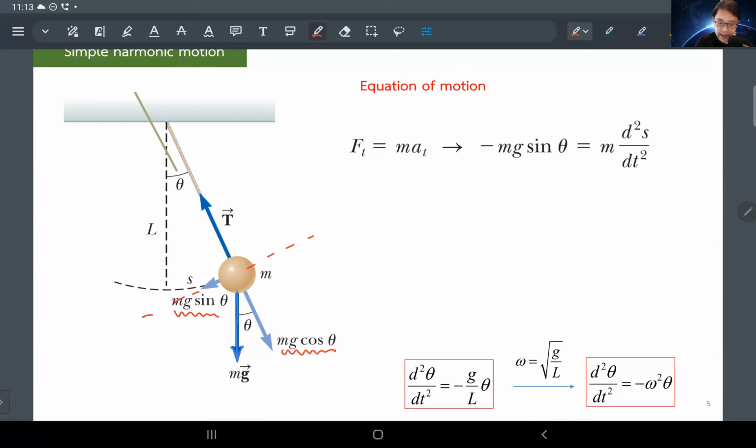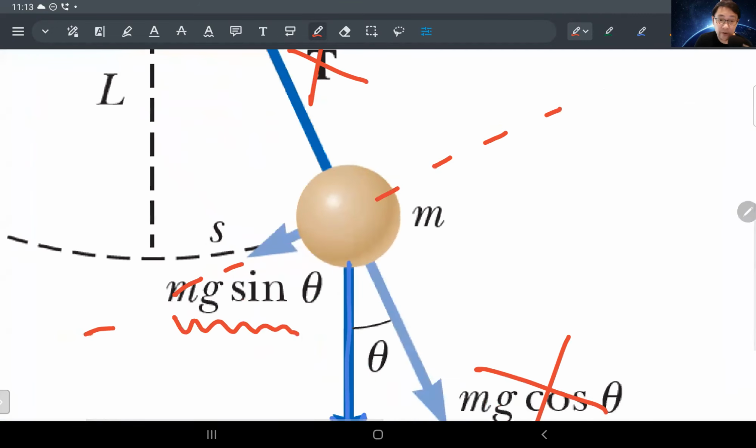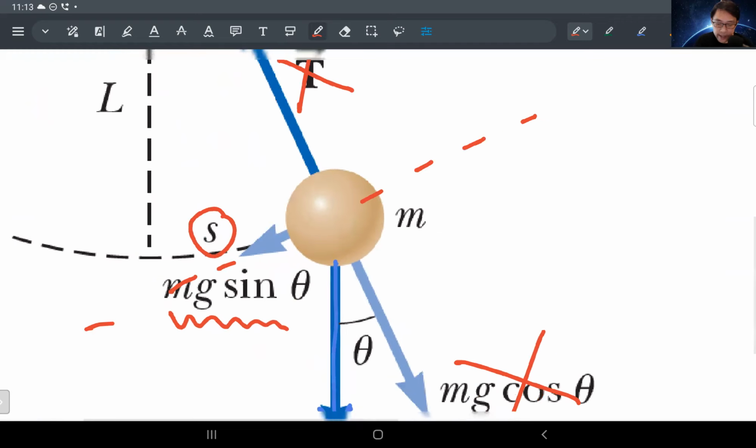Cool. And the vertical direction, I don't have to care about it because the mass won't travel up and down along the string. It's going to travel along the tangential line. So what I'm looking at right now is this direction right here. So we can call it S at this point. Because it's not X, it's not Y, it's just a curve, but that's okay. Just call it S, some displacement along the curved path.